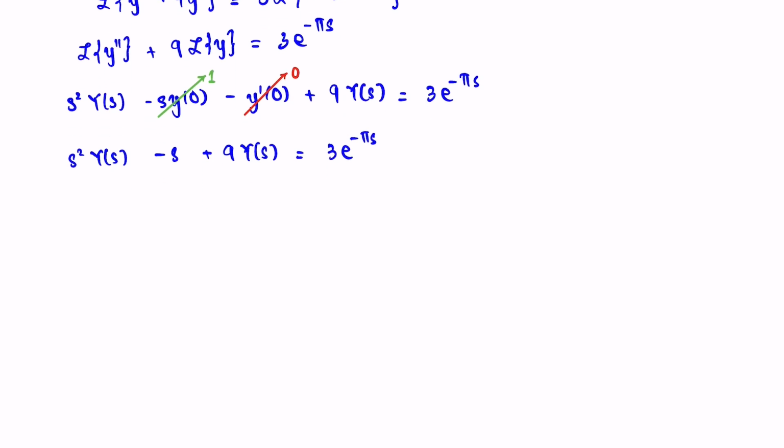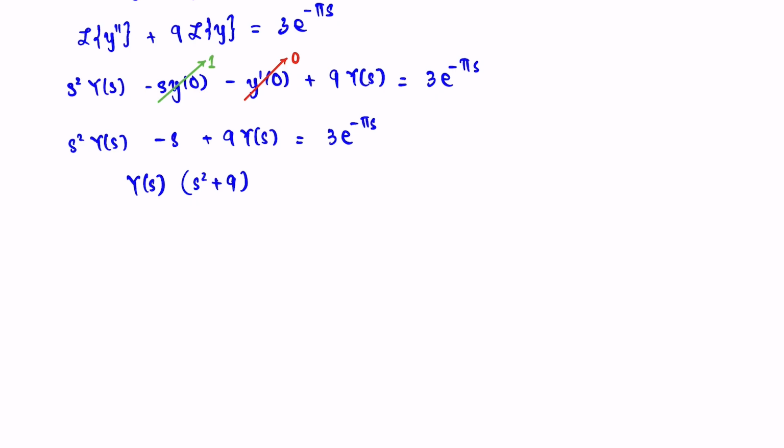So on the left-hand side, capital Y of s is the common factor. You're left with s squared plus 9. And negative s, you move to the right-hand side, you get s plus 3 times e to the negative pi s. Now to find capital Y of s, you divide both sides by s squared plus 9, so you get s over s squared plus 9 plus 3 times e to the negative pi s divided by s squared plus 9.